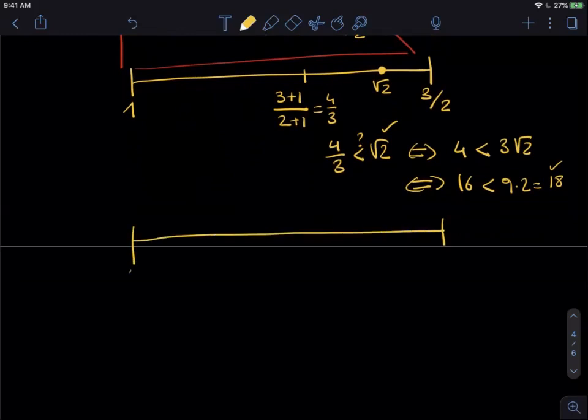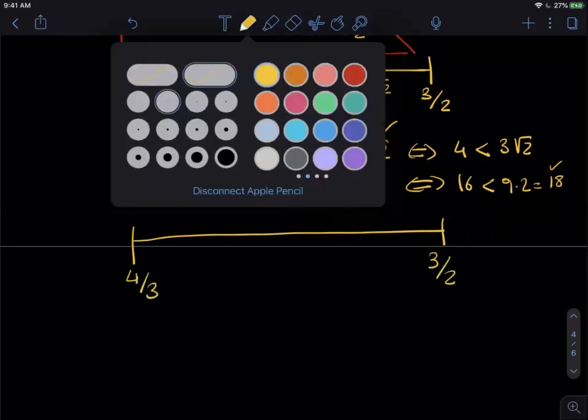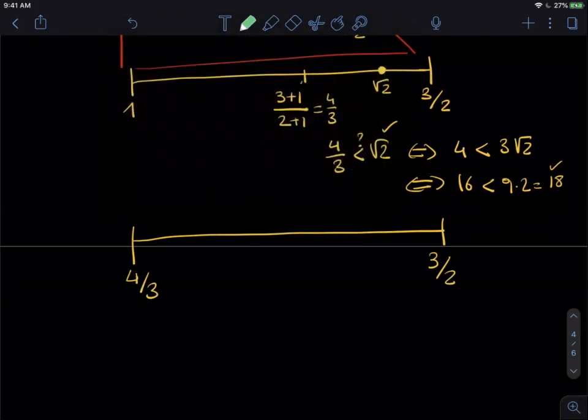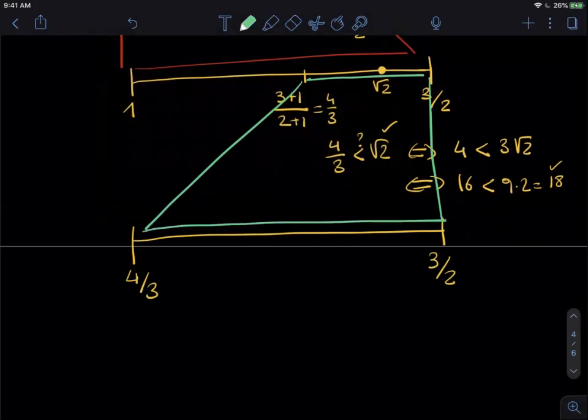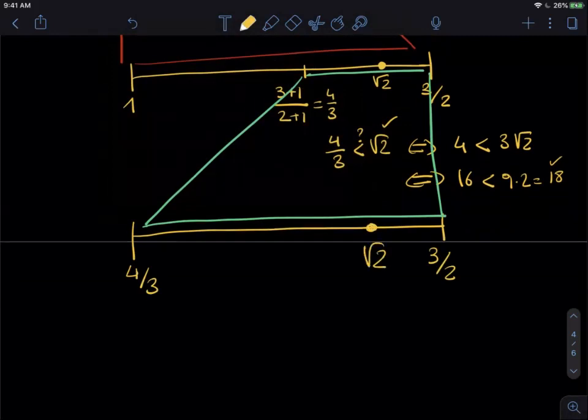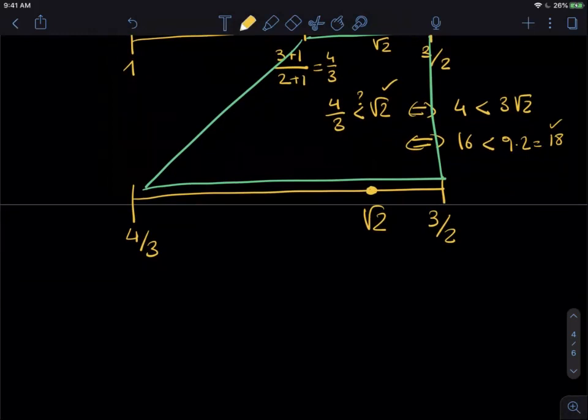So what we are going to do now, we have a better approximation already. We are going to work on the interval 4/3, 3 halves. Let's use a different color now. Let's see. We zoom in. The square root of 2 is somewhere here. Okay. So we do the trick again.